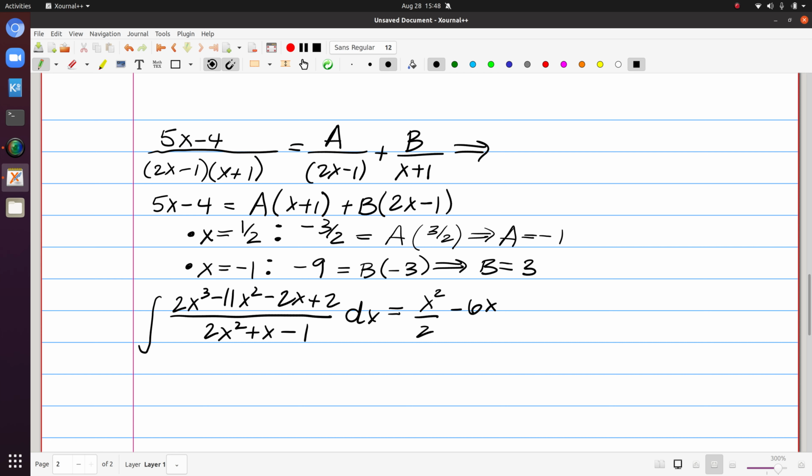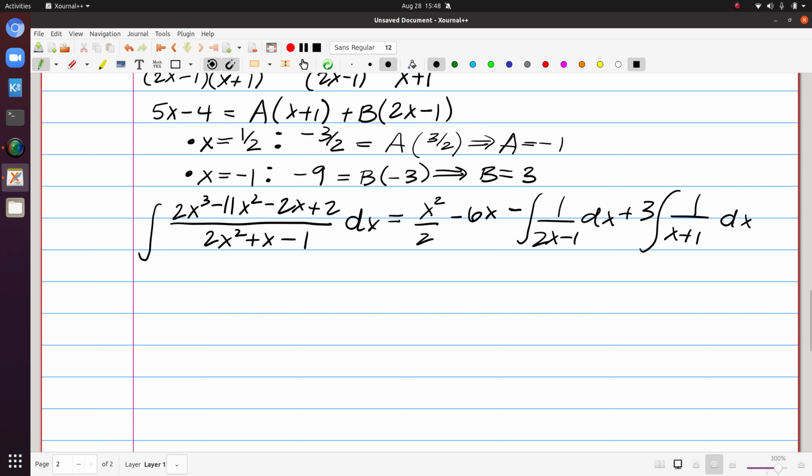And so we've broken that up into the minus 1. So pull that minus out: 1 over 2x minus 1, plus 3 times the integral of 1 over x plus 1. So the last step here is I want to actually evaluate these integrals, and then we'll be done. So we get x squared over 2 minus 6x, carrying that through. This one is going to give me 3 ln of x plus 1, and I have this constant.